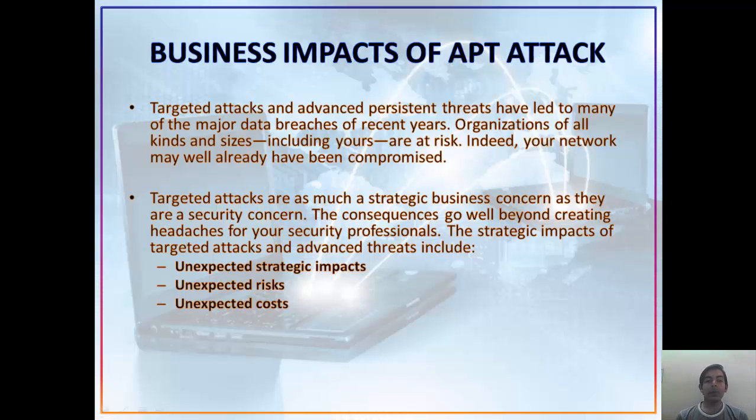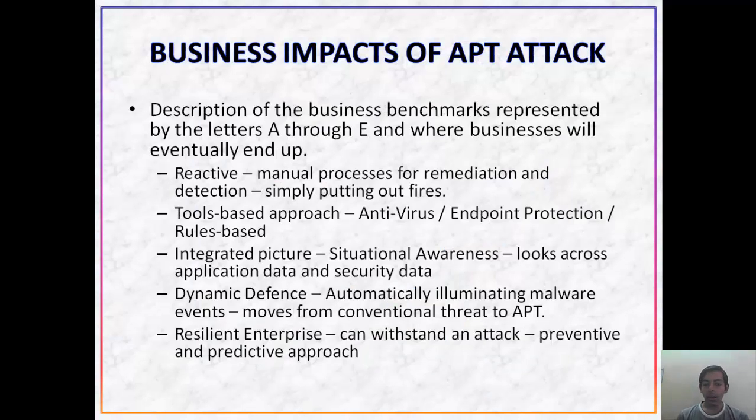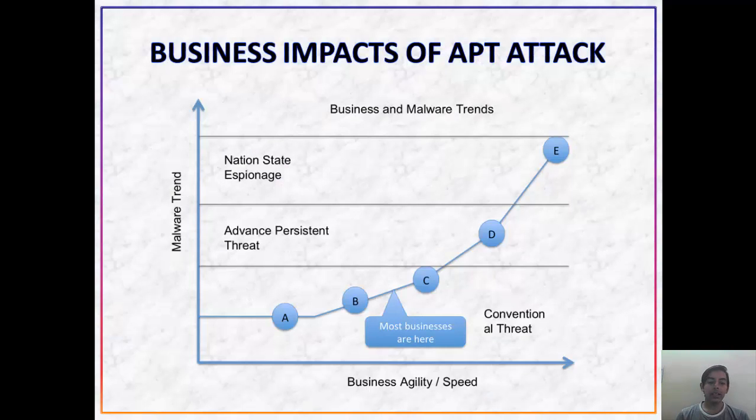Now what are the business impacts of an APT attack? The strategic impacts of targeted attacks and advanced threats include unexpected strategic impacts, unexpected risk, and unexpected costs. So there are three different categories of impacts of an APT attack. Okay, now you can see here there are 5 categories. Business impacts of APT attack are basically divided into 5 categories and most of the businesses are located here.